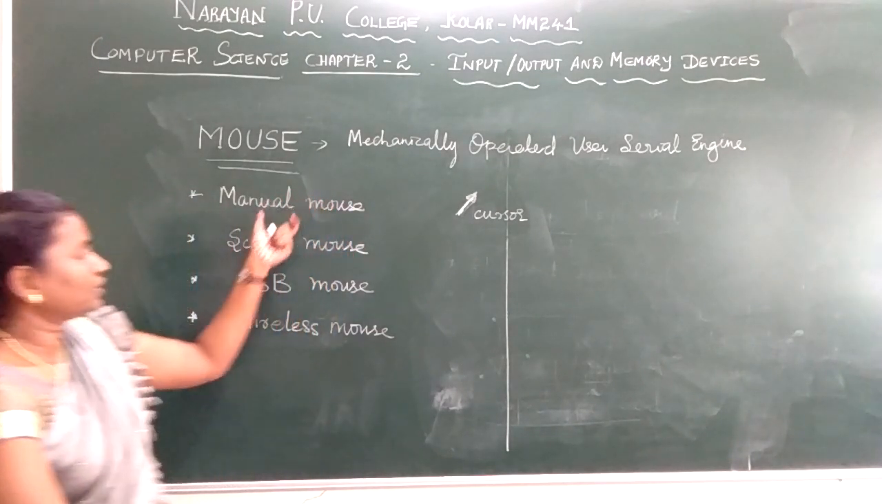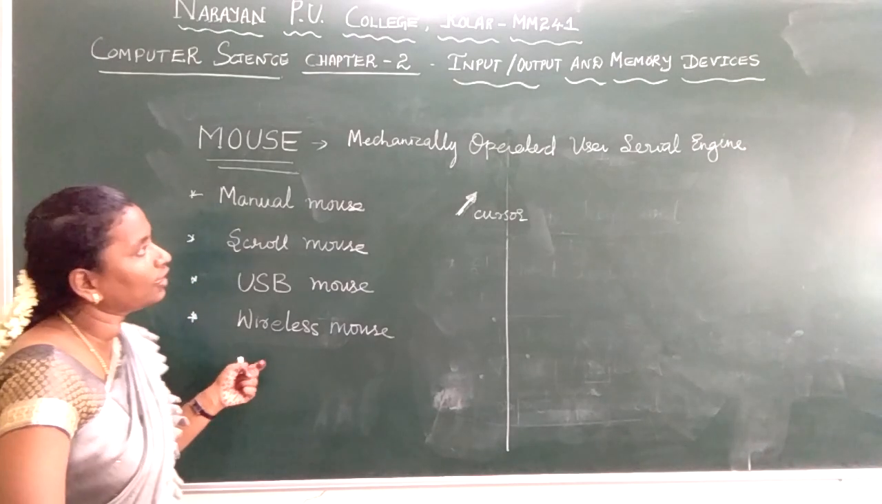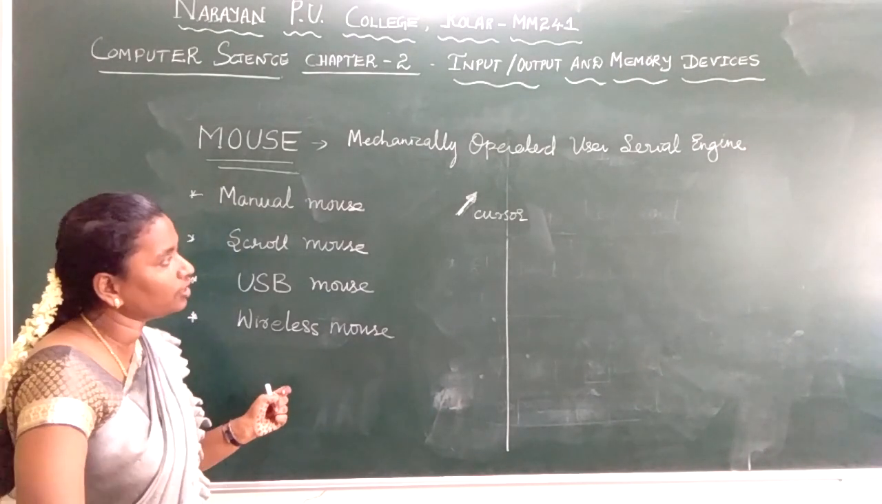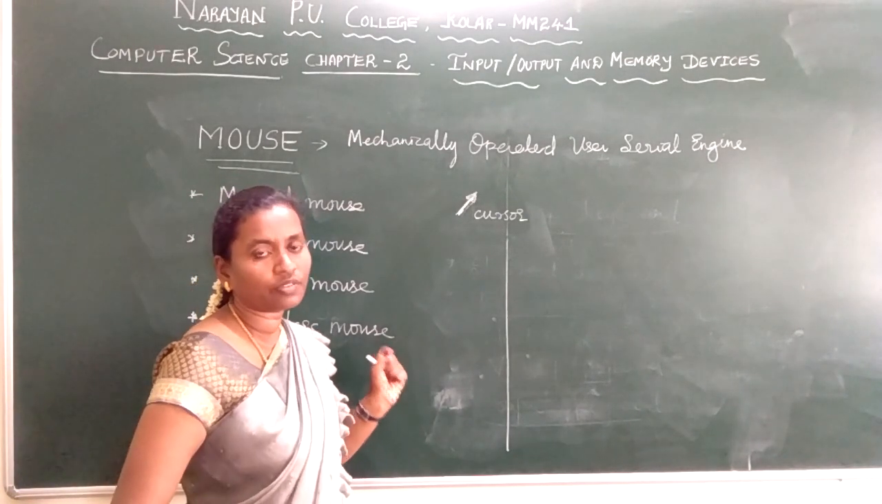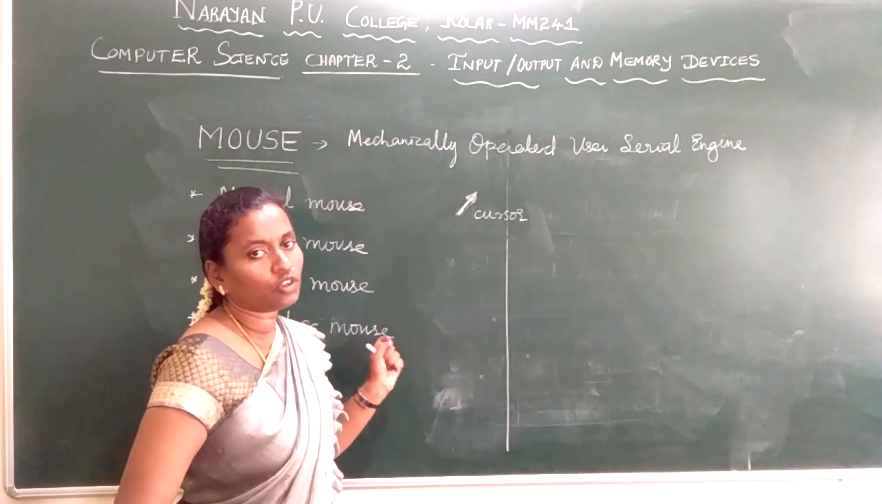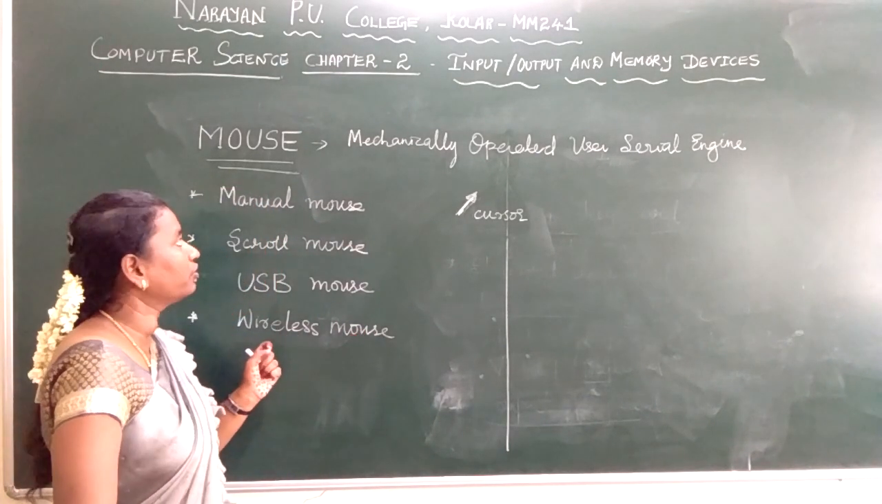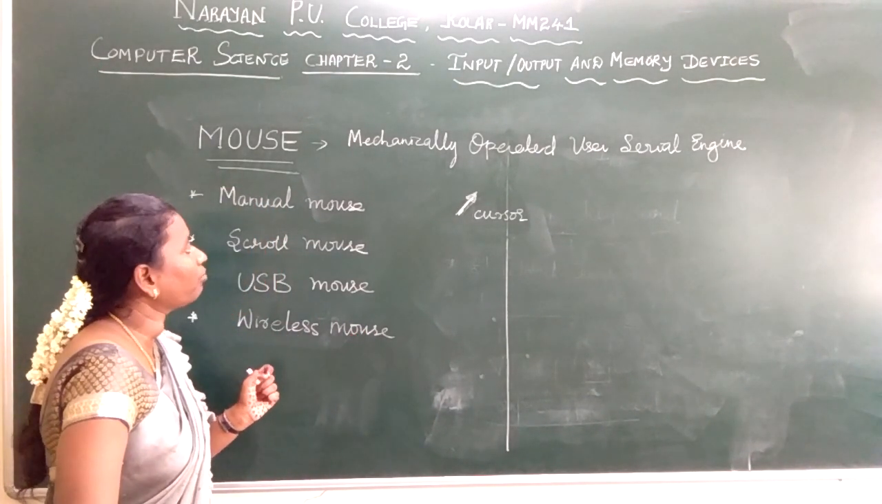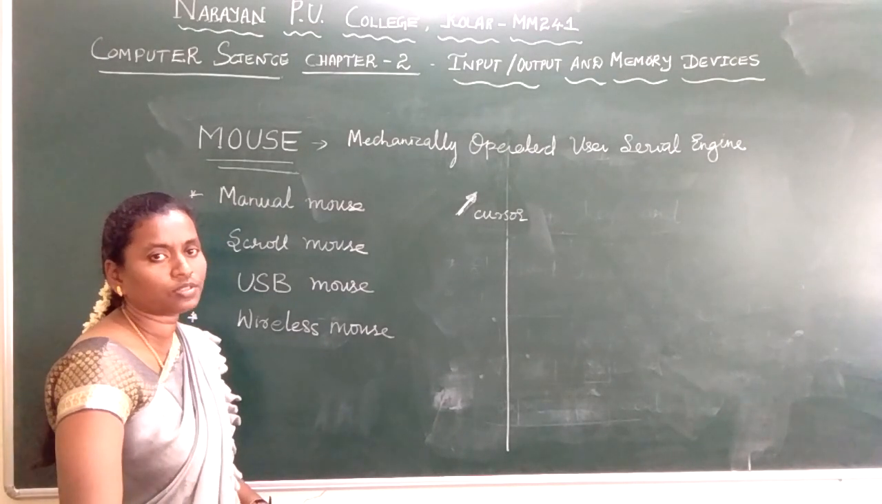Next, I'll discuss the types of mouse once again. Mouse stands for mechanically operated user serial engine. Basically, why do we need a mouse? Mouse is used to control the movement of the cursor on your monitor. It is used to roll or to navigate. We have different types of mouse: manual mouse, scroll mouse, USB mouse and wireless mouse.